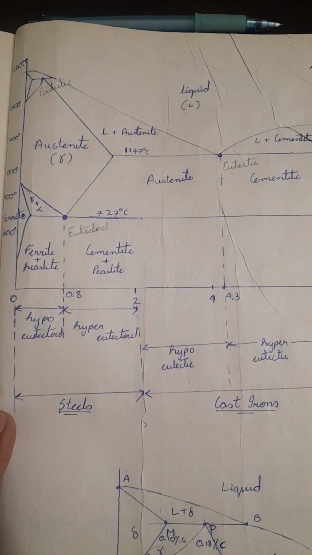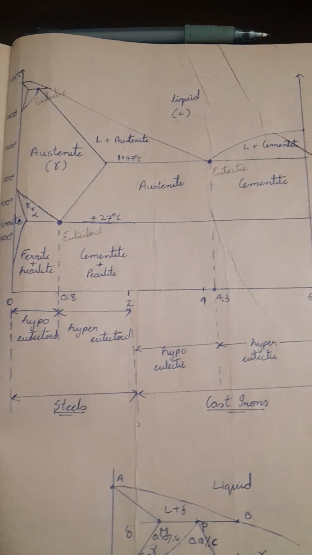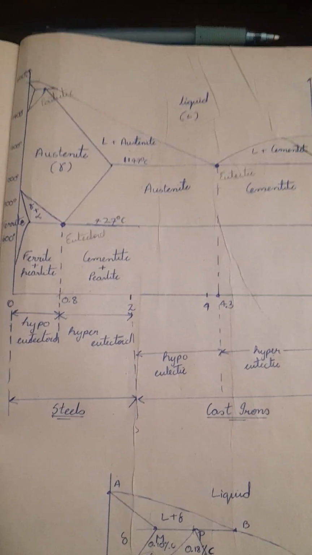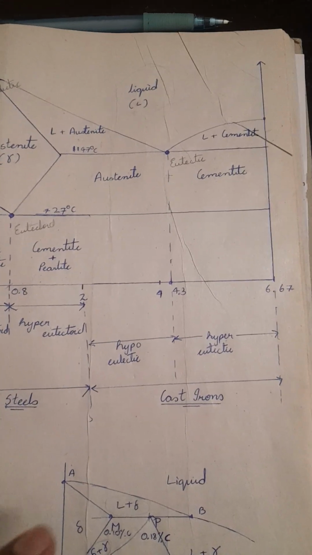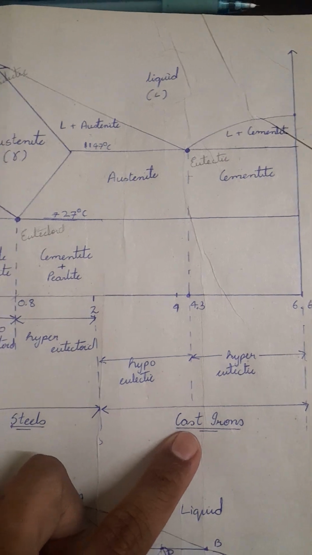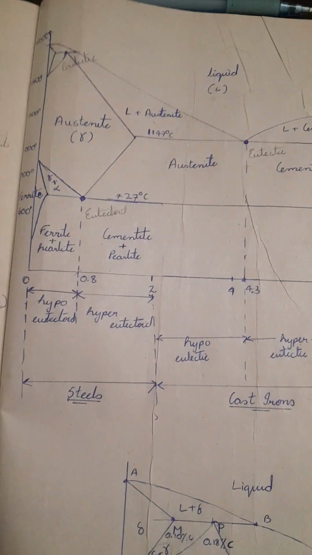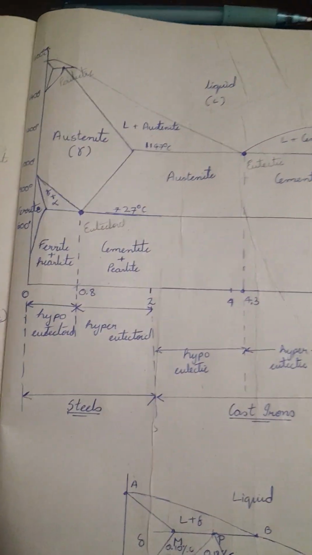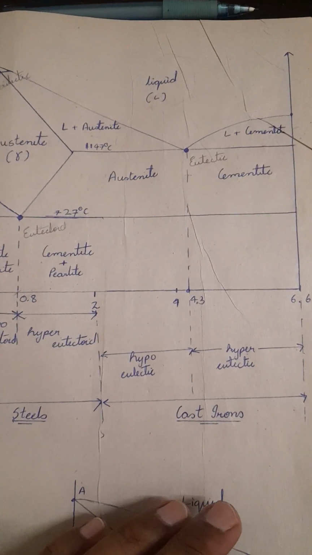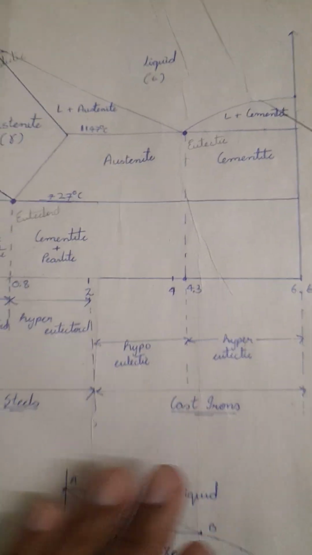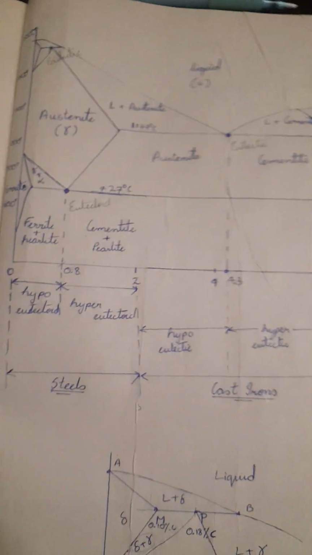And an iron alloy having carbon percentage greater than 2% and just less than 6.67% is called cast iron. So whenever the carbon composition is less than 2%, it's steel, and whenever it's greater than 2% and less than 6.67%, it's a cast iron. So this is something we need to know.